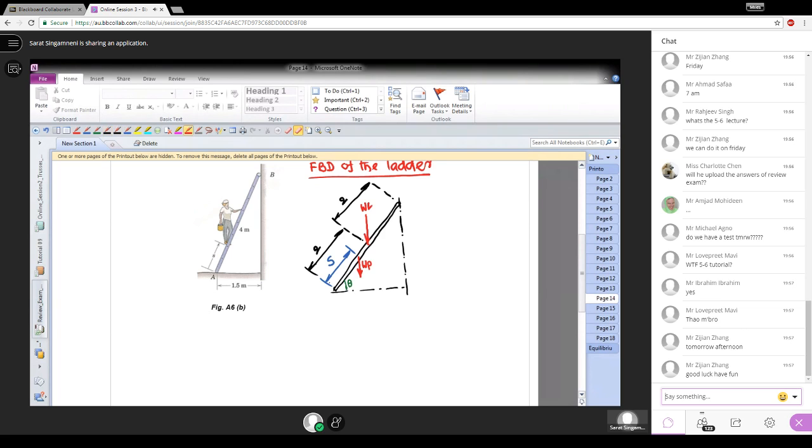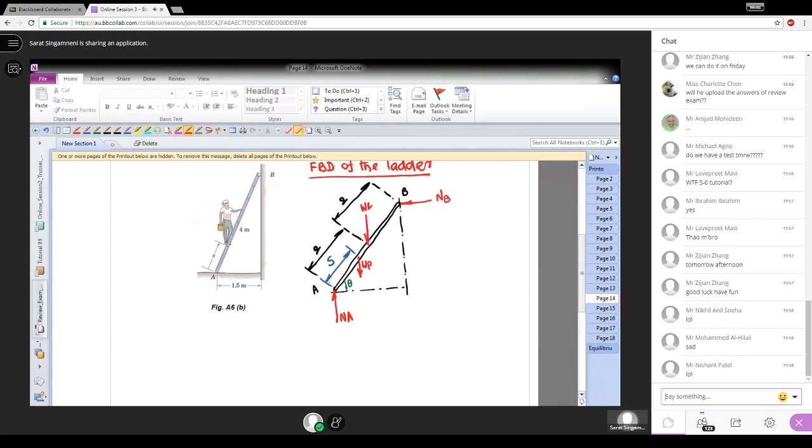And at the wall, a roller support is given, so there will be only a vertical reaction or a perpendicular reaction to the wall, NB. This is our point B, and this is our point A. But at A, it will give you a normal reaction, NA, and there must be a frictional reaction, otherwise the person will fall and die. So if it is falling, it will slide to the left, and so the frictional resistance should be in the opposite direction at A like this. That is it. These are the forces.